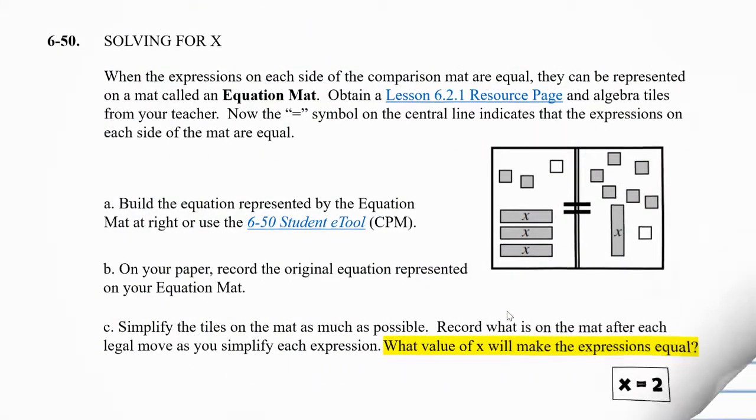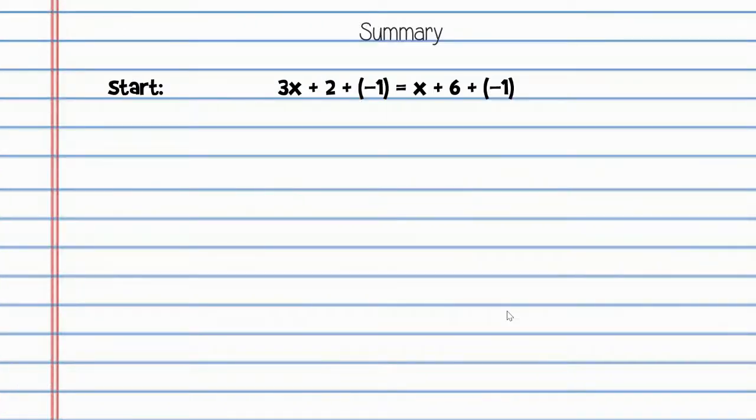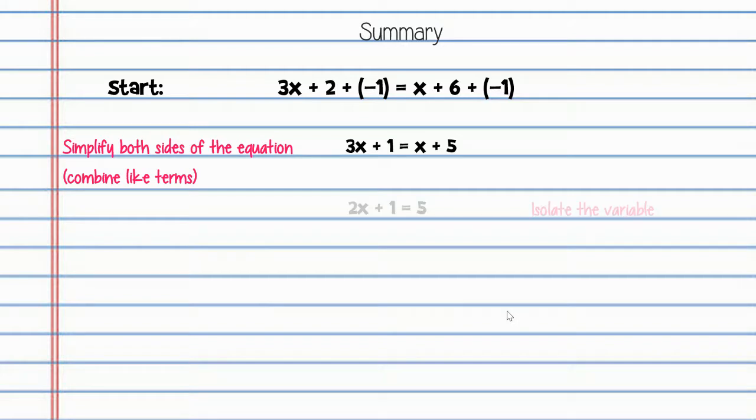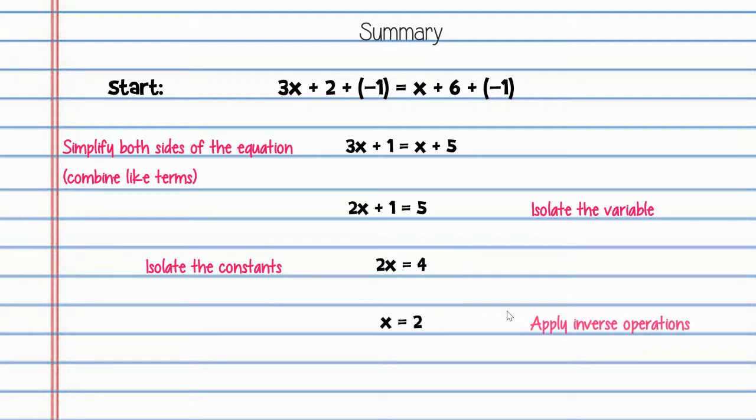All right, so let's summarize. That is our starting equation, 3x plus 2 plus -1 is equal to x plus 6 plus -1. First, we simplified both sides of the equation by combining like terms. Then we isolated the variable by getting all of the variables on one side. Then we isolated the constants by getting all of those single numbers, those unit tiles, over onto one side. And then we applied our inverse operations.